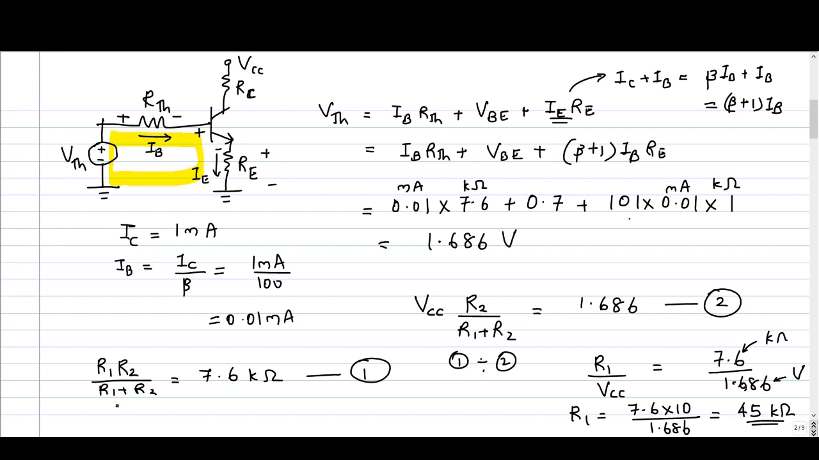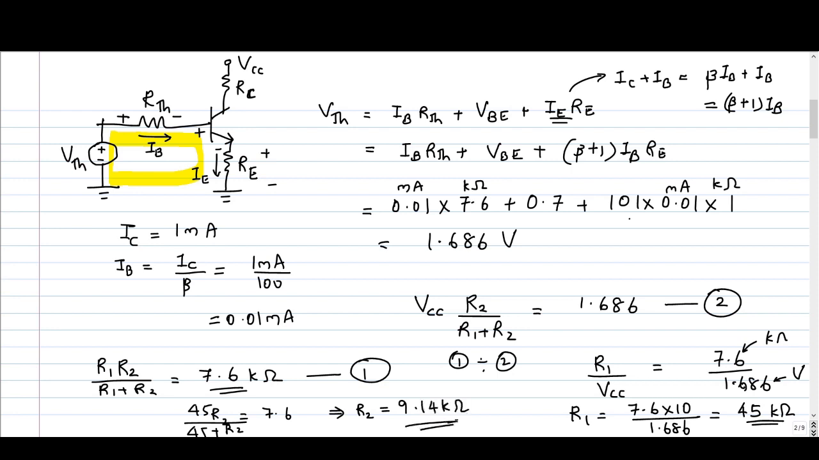Now R1 into R2 by R1 plus R2 is 7.6 kilo ohm, and you got the value of R1. So substitute it here, and you will get the value of R2. So you can do it. If you substitute 45 here, it is 45 R2 divided by 45 plus R2 equal to 7.6. So you solve for R2 and you will get R2 as 9.14 kilo ohms.